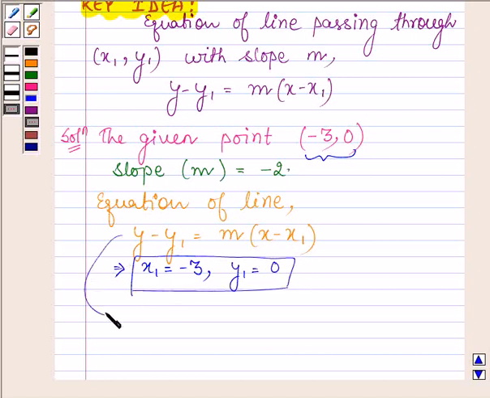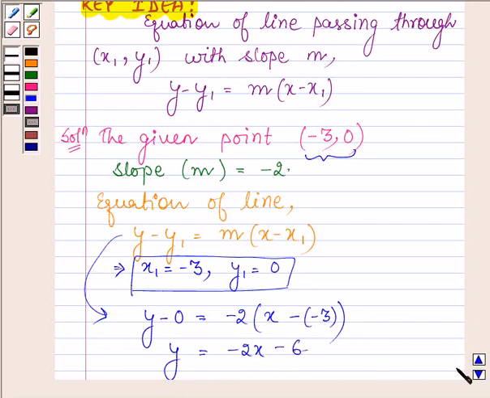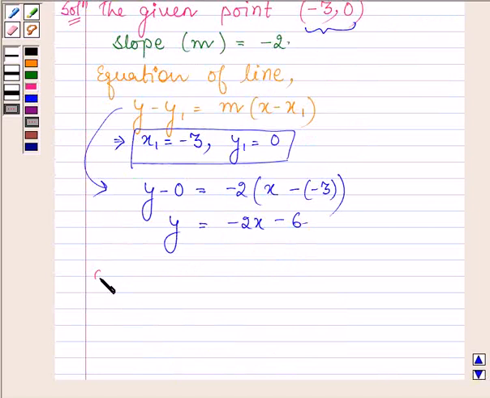Therefore, the equation of the line is y minus 0 is equal to minus 2 times (x minus of minus 3). So this gives y is equal to minus 2x minus 6, or 2x plus y plus 6 is equal to 0.